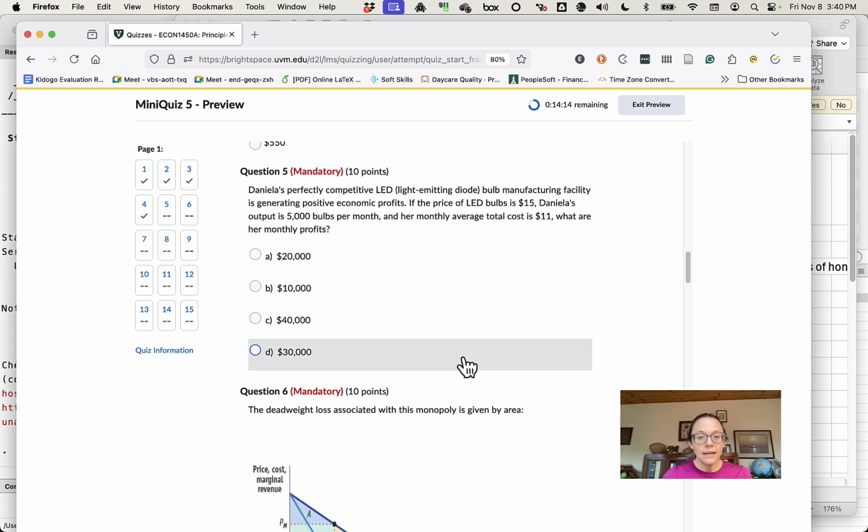Now we've got a nice situation here where we know that we have a firm. It's perfectly competitive. It's got some positive economic profits, and we know a few things about her business. We know her output, we know her price, and we know her average total cost. So with this, we should be able to figure out all the pieces we need.